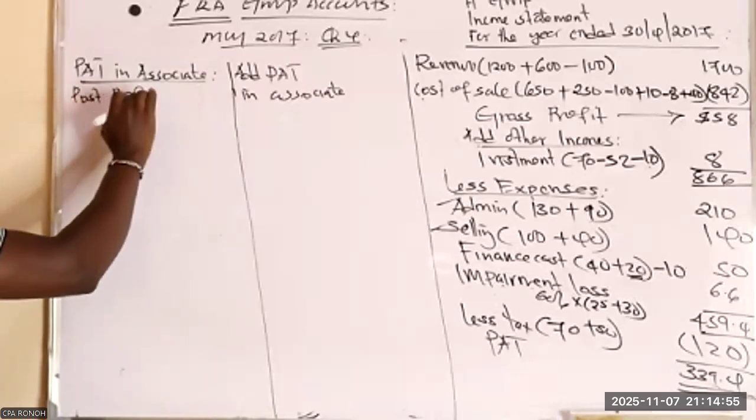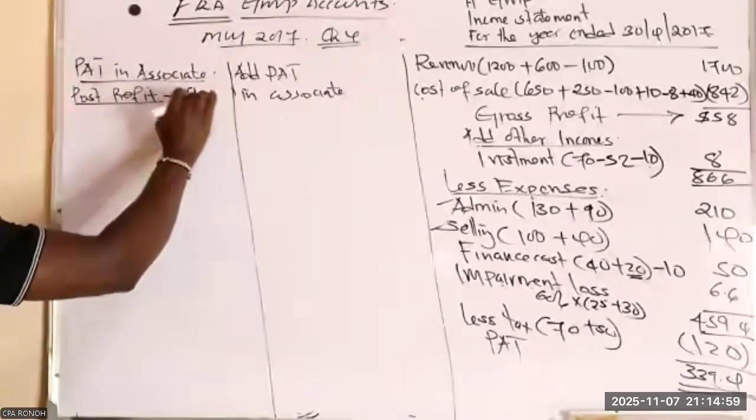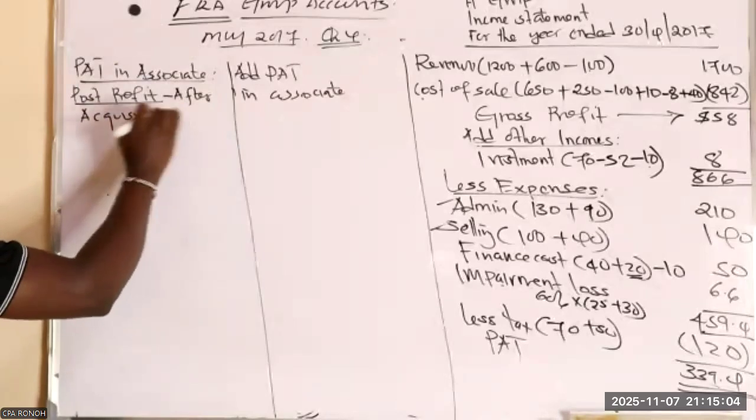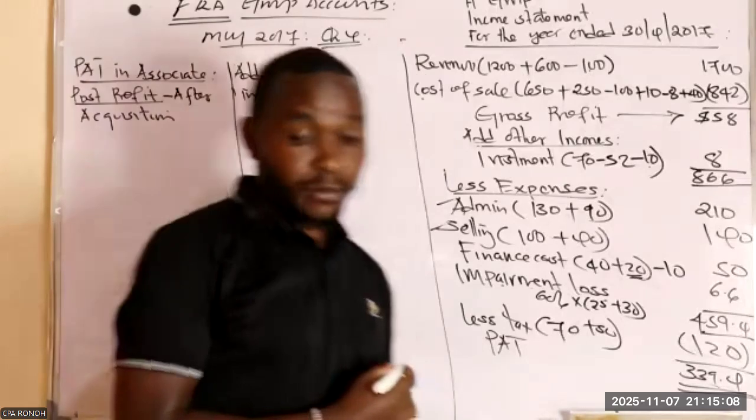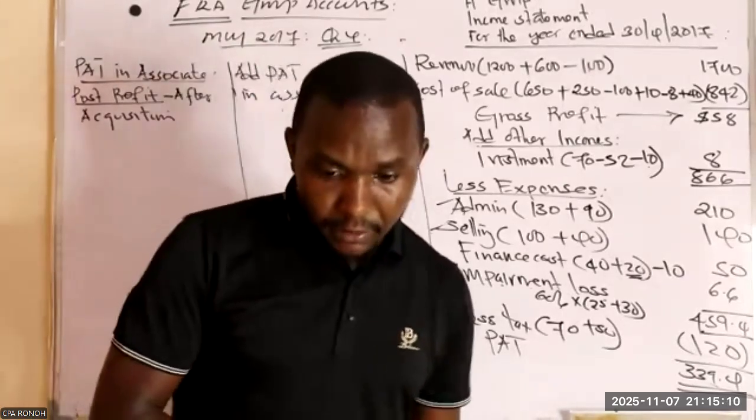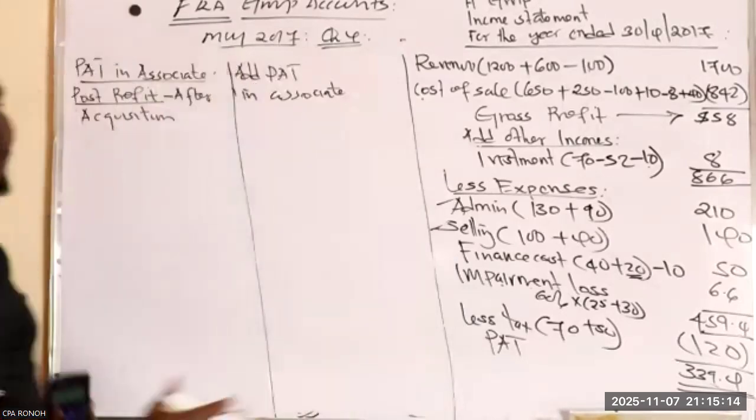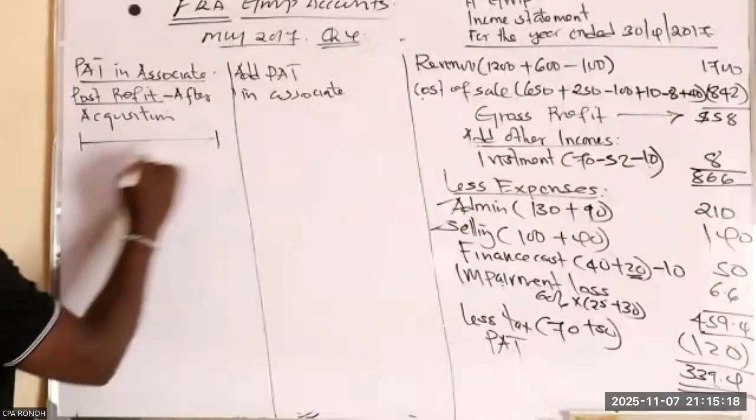And this is post profit. What does that mean when you say post profit? That is after acquisition. So, in one financial period, you can see AJAP.